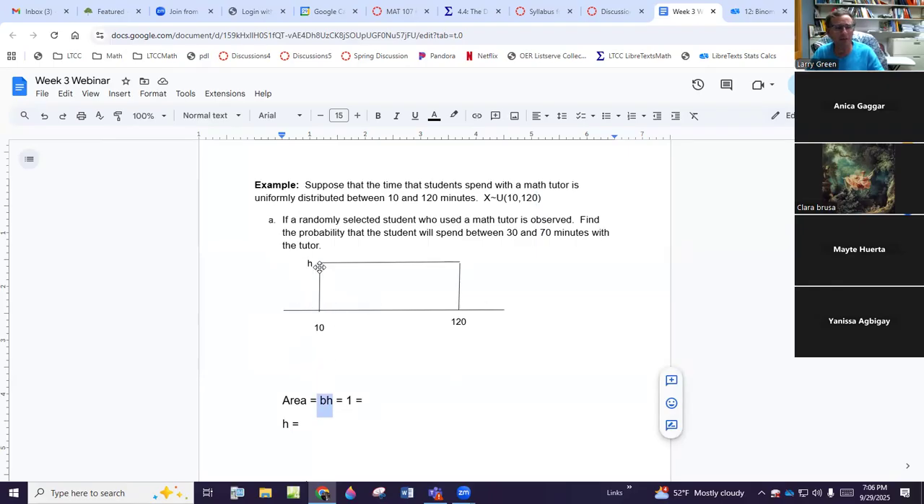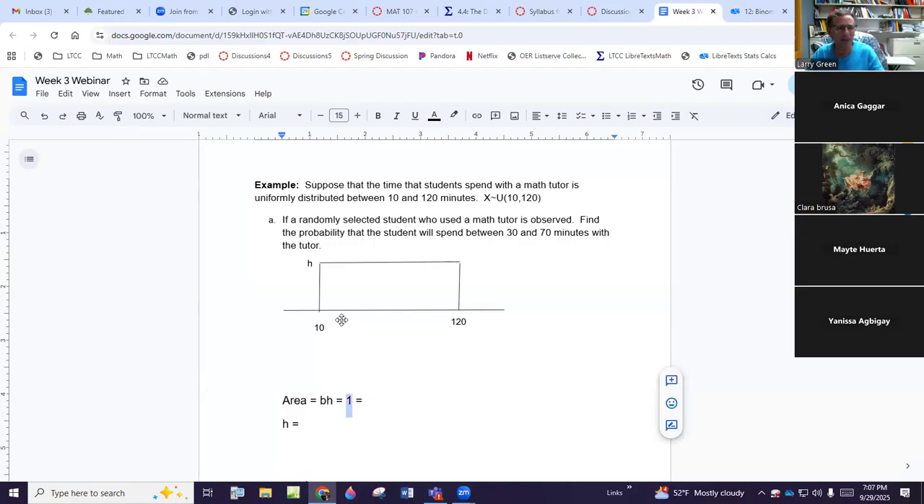Now the area of the rectangle is going to be the probability that a student is going to spend between 10 and 120 minutes with the tutor. But if everybody spends between 10 and 120 minutes, that probability is 1. So the area is base times height, which is 1. Does that make sense?